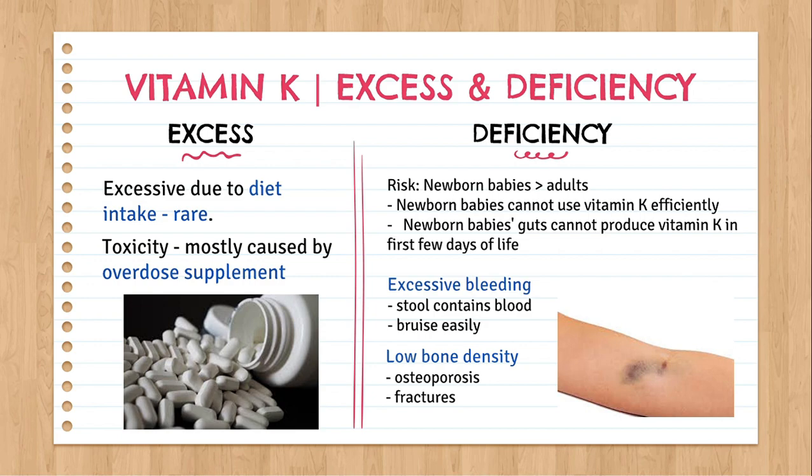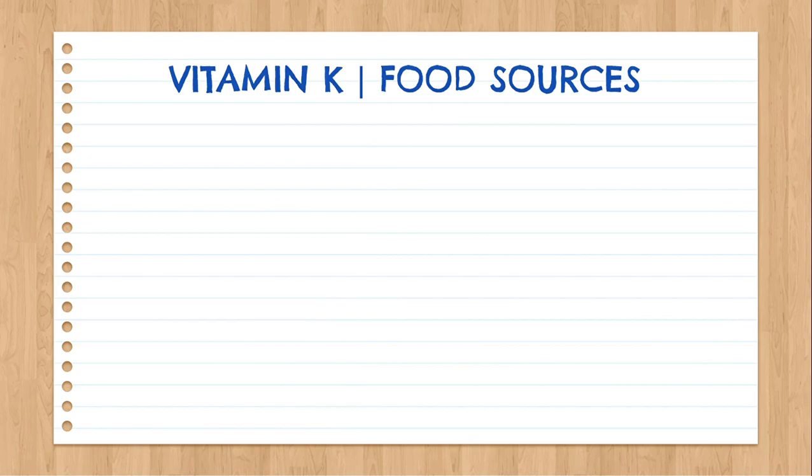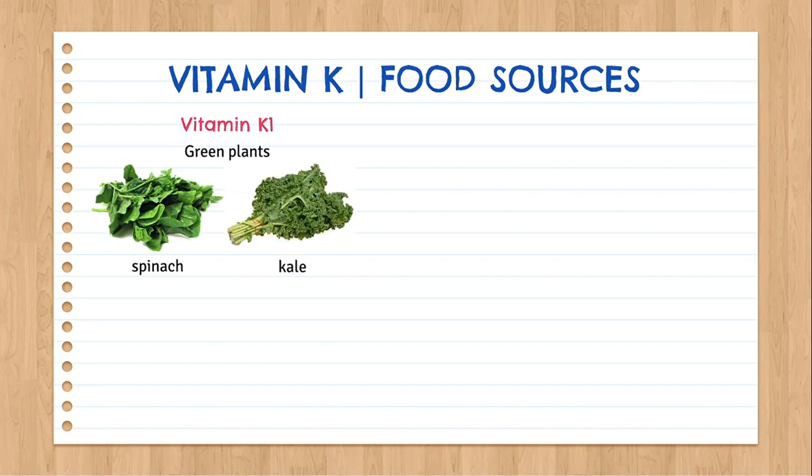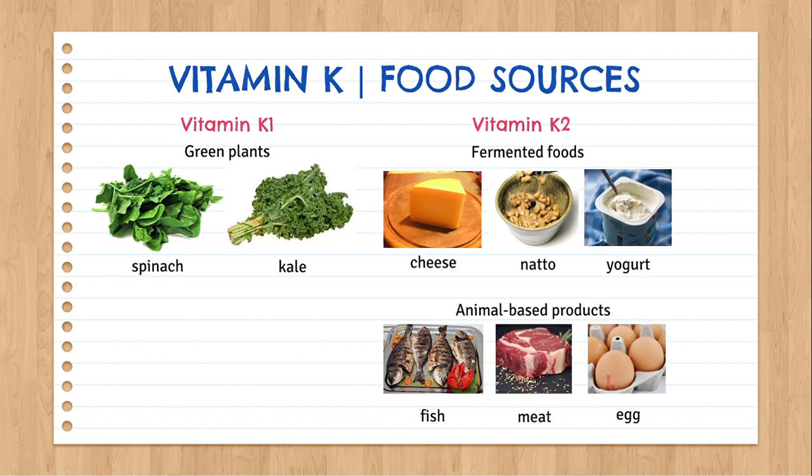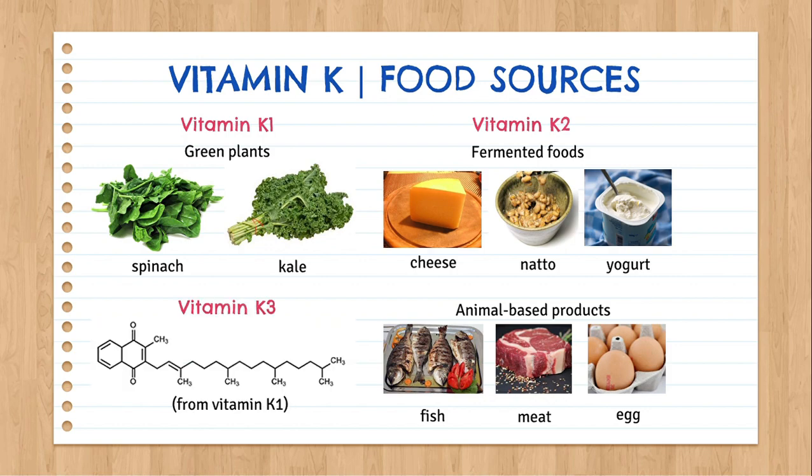Next, let's see the food sources for vitamin K. Vitamin K1 is the major dietary form of vitamin K since green plants only synthesize vitamin K in the form of phylloquinone. To obtain vitamin K1, we should consume more green leafy vegetables such as spinach and kale. High concentrations of vitamin K2 are found in fermented foods such as cheese, natto, and yogurt. Animal-based products such as fish, meat, and eggs also contain vitamin K2. Vitamin K2 is also created naturally in the intestinal tract, whereas vitamin K3 is produced in our bodies from vitamin K1 through cleavage of its isoprenoid side chain.